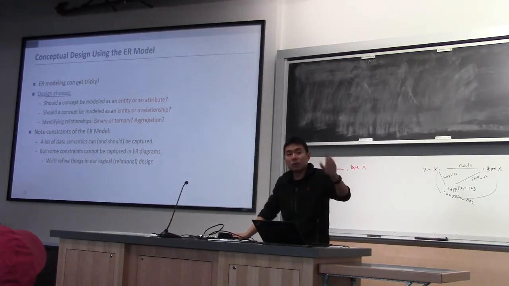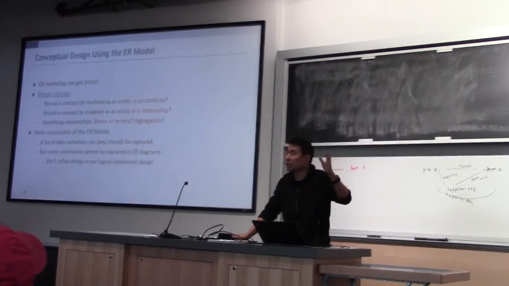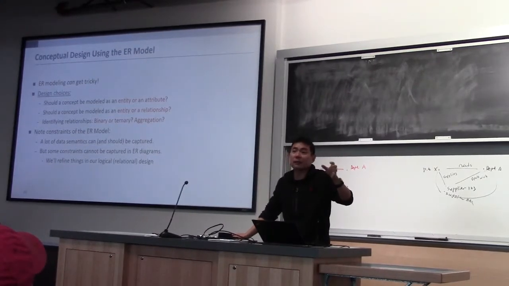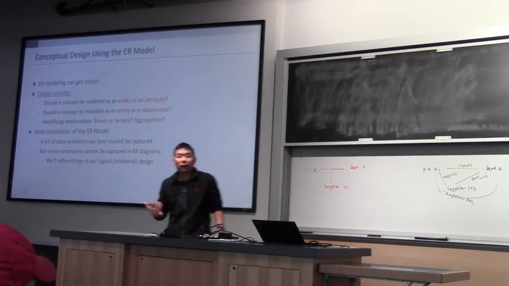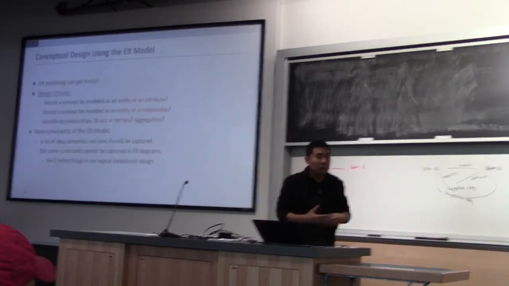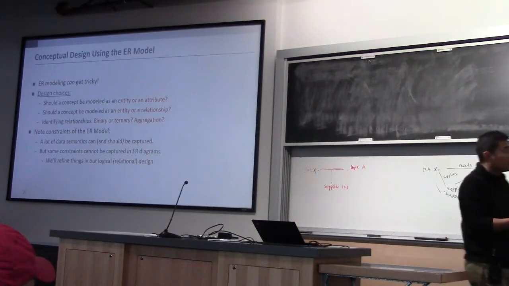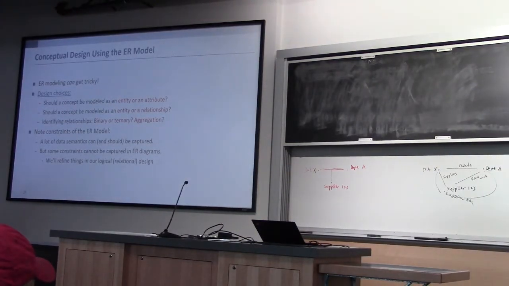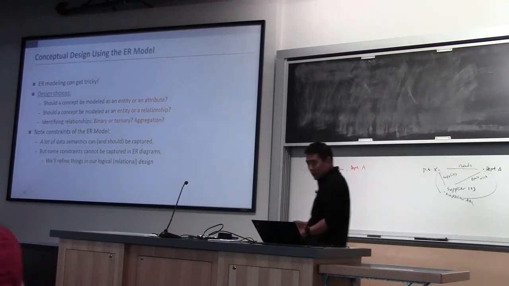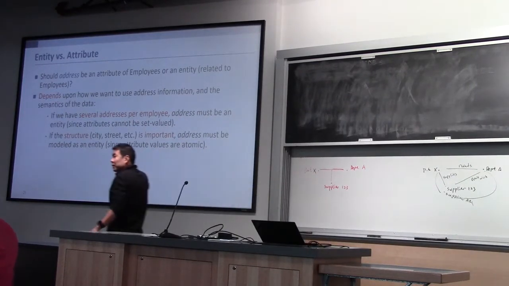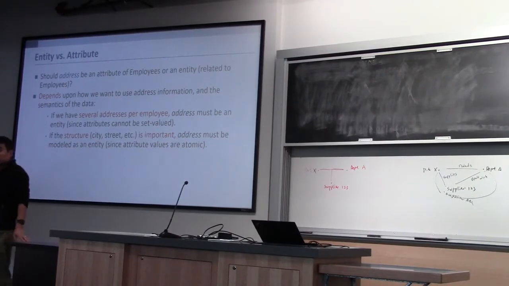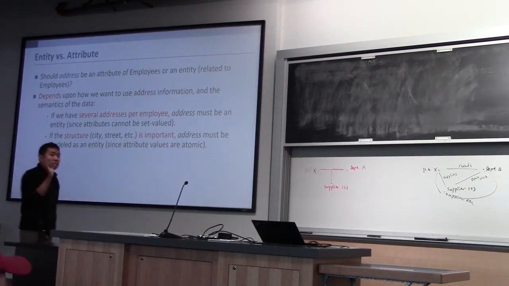Now I'm going to use the next 5 to 10 minutes to talk a little bit about some of the design choices you may have. Some of them can be tricky, like should I model something as an entity or attribute? Should I model something as an entity or relationship? Or should I choose binary or ternary relationship? Should I use aggregation or not? I'll give you an example, hopefully, in each category to clarify and motivate the discussion.